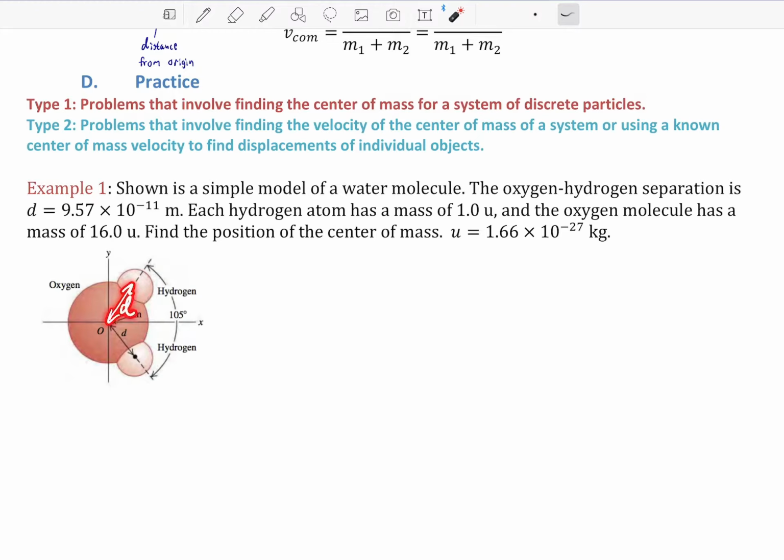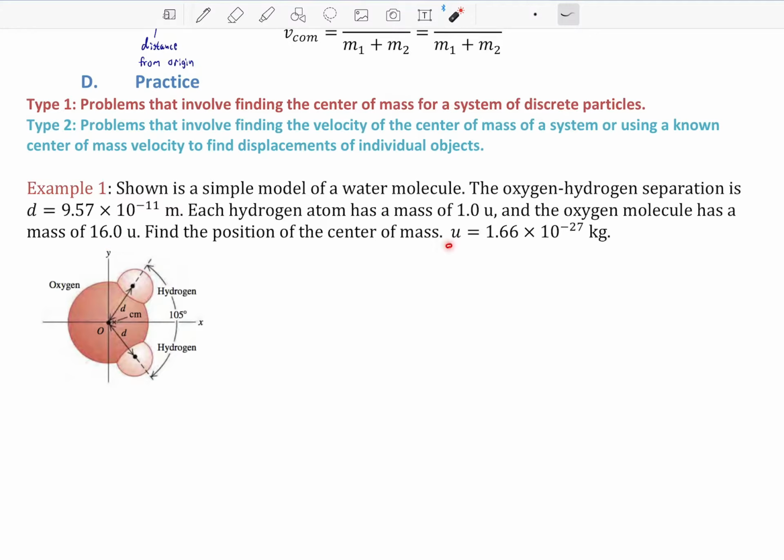Okay? All right, each hydrogen atom, and that's center to center, because that's the way we do this, right? When we talk about center of mass of an entire system, we consider the coordinates of the centers of each of the discrete particles. Okay, here we have 3 discrete particles, 1 oxygen, 2 hydrogen. Okay, each hydrogen atom has a mass of 1 atomic mass unit, 1 u, and the oxygen atom has a mass of 16 u. Find the position of the center of mass.